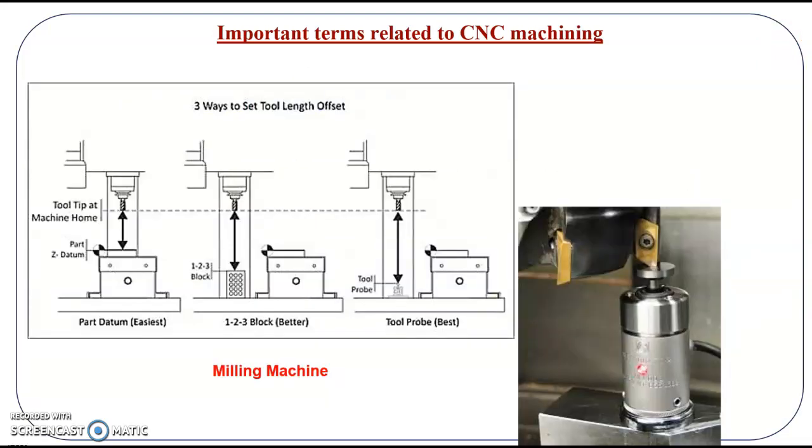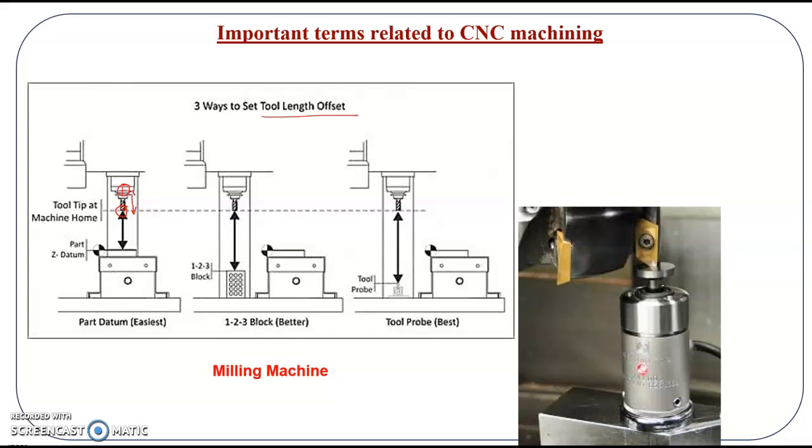In a milling machine, this tool offset is divided into two: one is tool length offset and the other is cutter radius compensation. First, we need to set the tool length offset. Tool length offset means the tool reference is usually at the tip of the spindle. So from here we have to shift this tool offset reference to the tip of the tool, at the center of the tool at the tip. So lengthwise in the Z axis we need to shift that tool reference point, and we need to measure that.